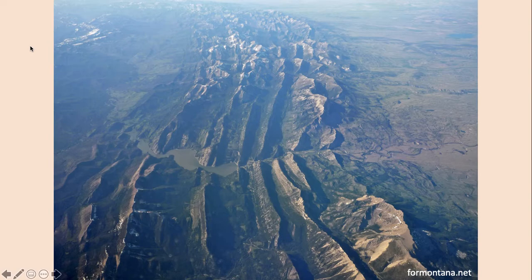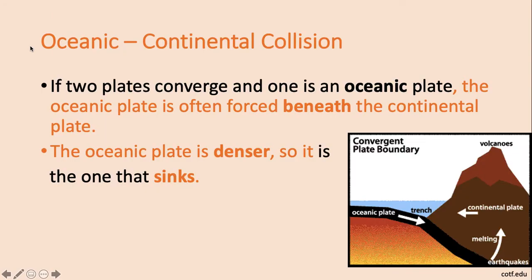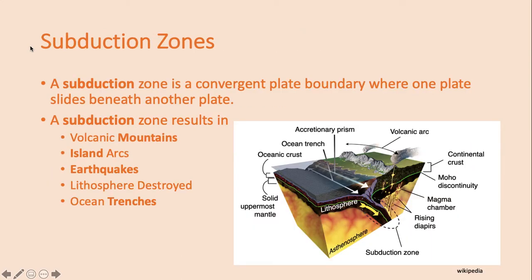Here's an image of what that looks like. When it's an oceanic-continental collision, the oceanic crust is denser, so it tends to sink beneath the continental crust. A subduction zone is a convergent plate boundary where one plate slides beneath another plate. Subduction zones result in volcanic mountains, island arcs, earthquakes, the destruction of lithosphere, and ocean trenches.